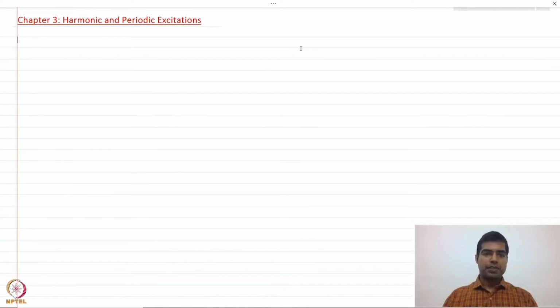Welcome back, everyone. In this lecture, we are going to see how to obtain the response of a single degree of freedom system subject to harmonic loading. We'll first start with the undamped system and find the solution of the differential equation, and then we are going to look into the damped system. Okay, so let us get started.